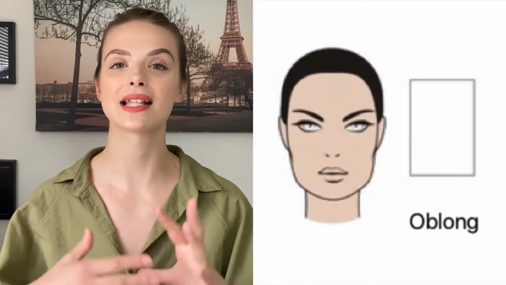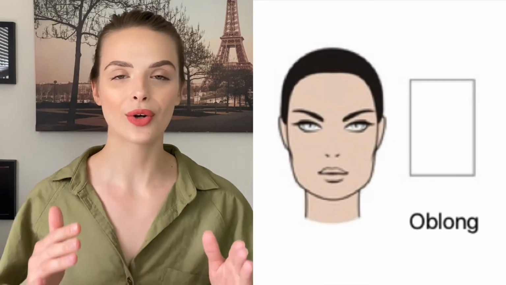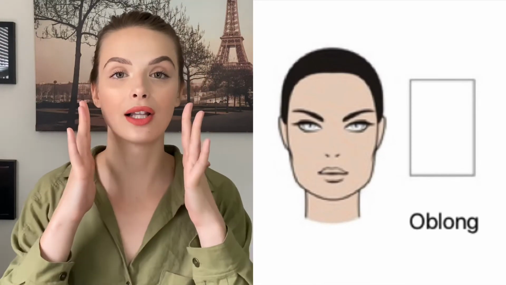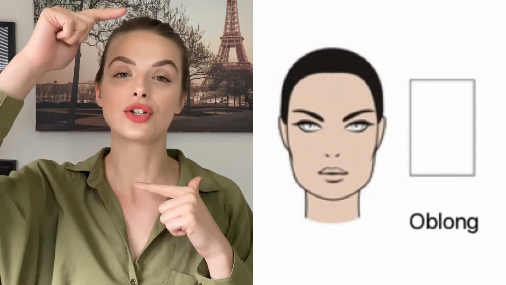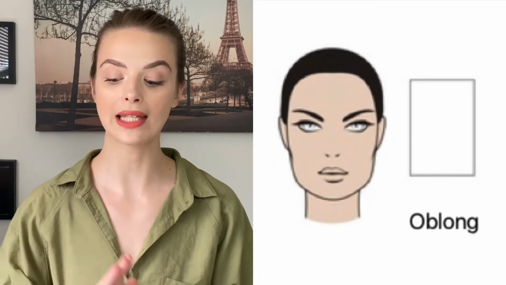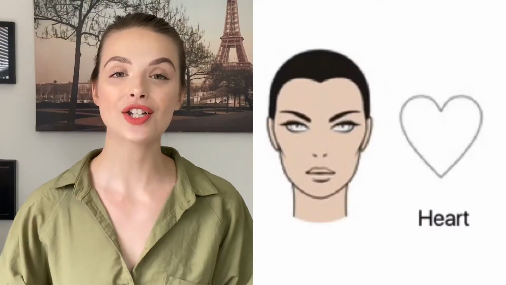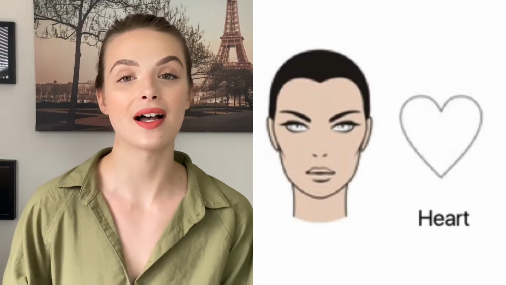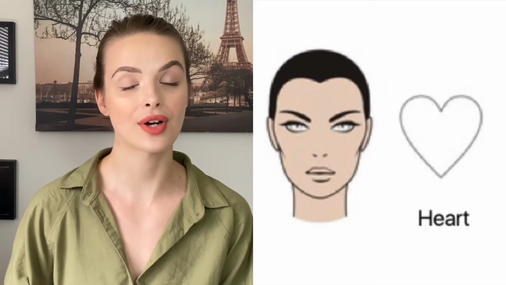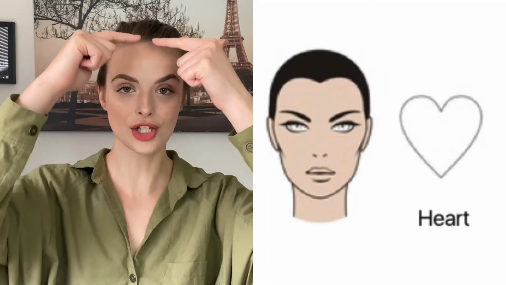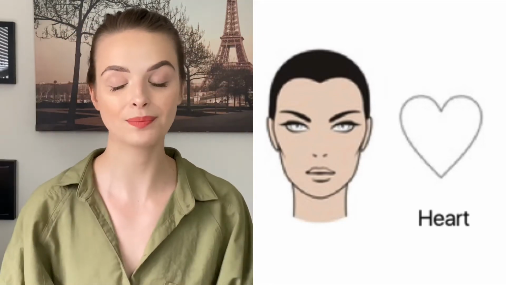Next, we have oblong. Oblong essentially is a rectangle. So your cheeks are going to be very long and hollow, and your forehead and your jawline are going to be about the same width as well. Next, we have heart. Heart-shaped faces a lot of times will also have a widow's peak, so that is a characteristic to look for if you are trying to determine your face shape. And that's what also kind of gives it that heart-shaped effect at the top.